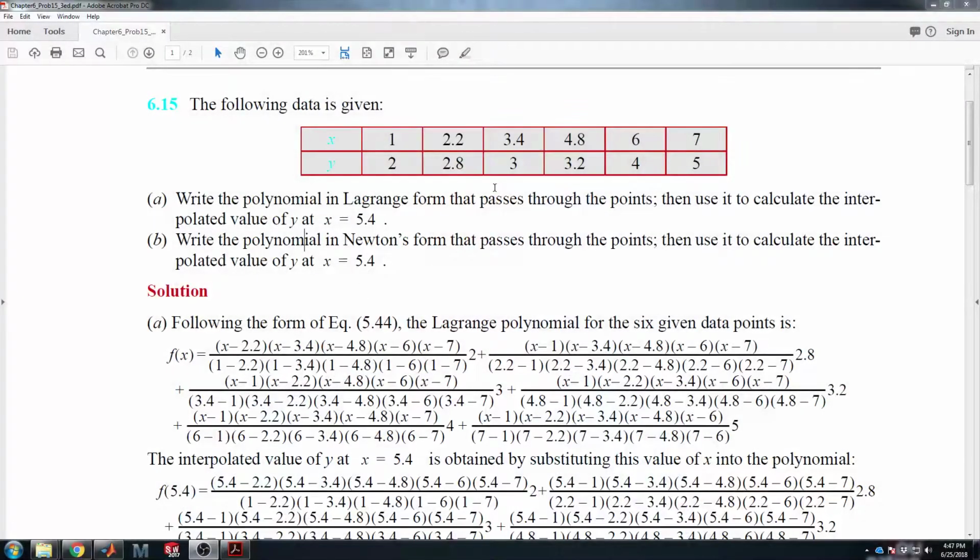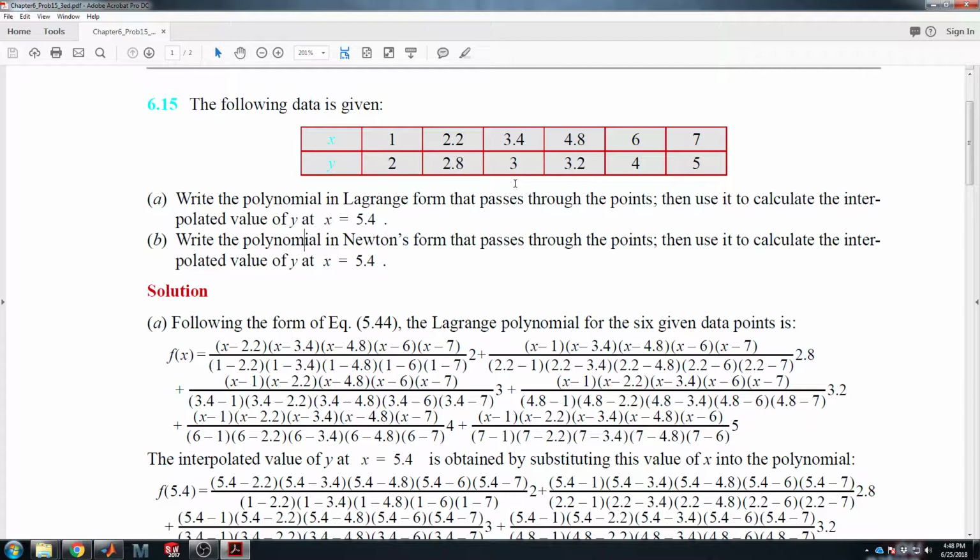So going back to the actual solution, this equation or problem 6.15, they just give you the form of the data, x and y. So 6 different points for each, and they want a Lagrange polynomial and a Newton polynomial equivalent to both check the values at x equals 5.4. So this is essentially to see which one may give the better interpolation, or if they even give different values or the same values, who knows. So they start with part A, write the polynomial in Lagrange form that passes through the points. So 6 points means a 5th order polynomial. That's going to take a lot of Lagrange.